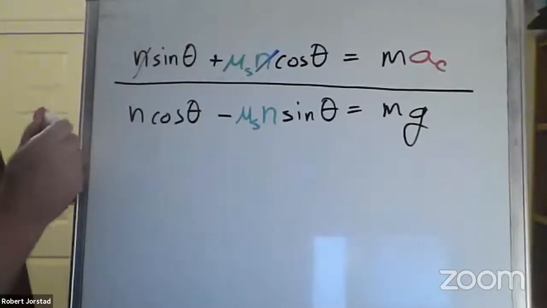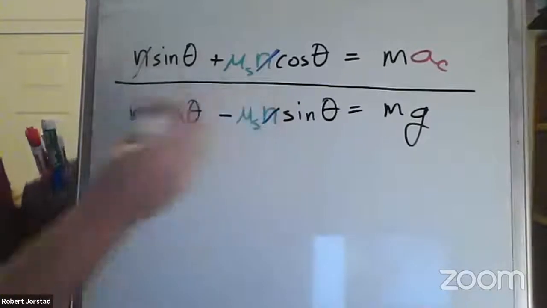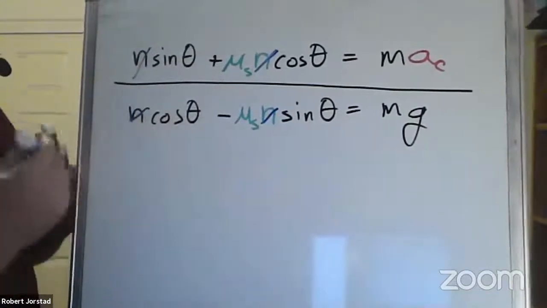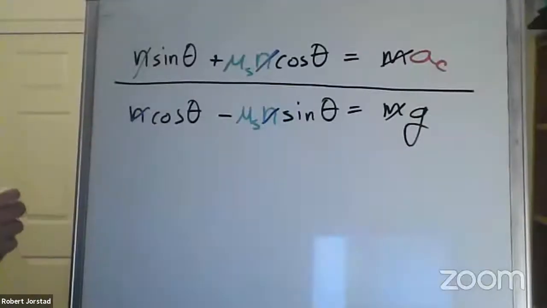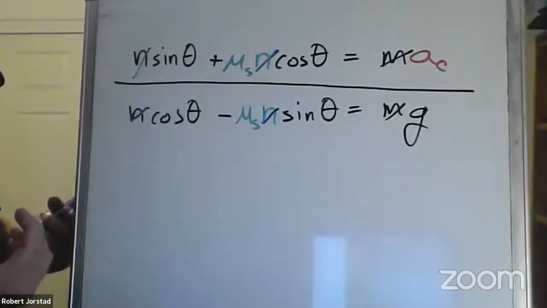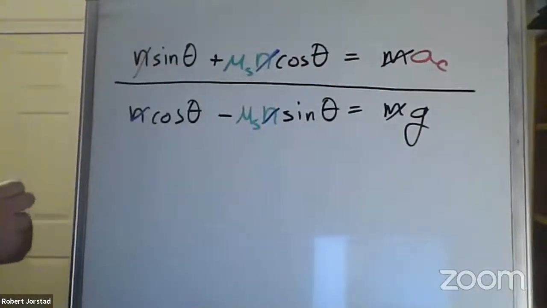So if I divide every term by N in the top and bottom, the Ns drop out. What drops out on the other side? M's. So far, is this okay? Yes. And then what are we supposed to solve for? For V, but a_c is V squared over R. So we're almost there.